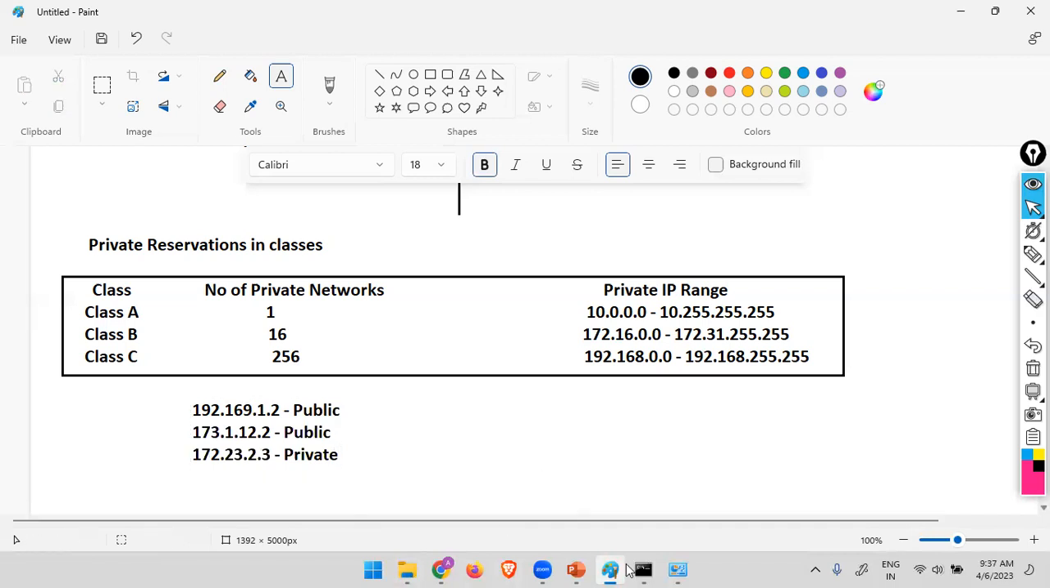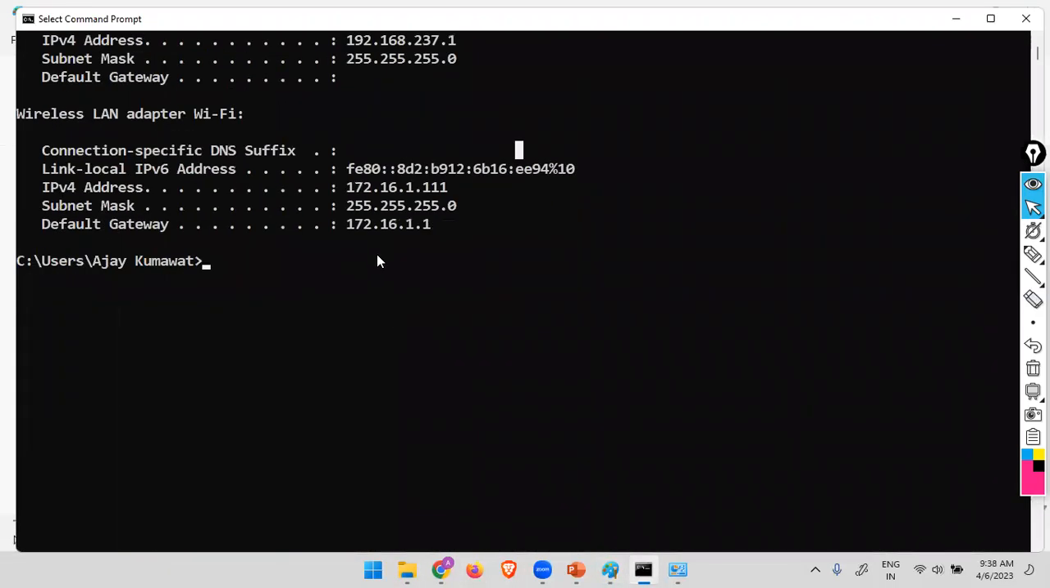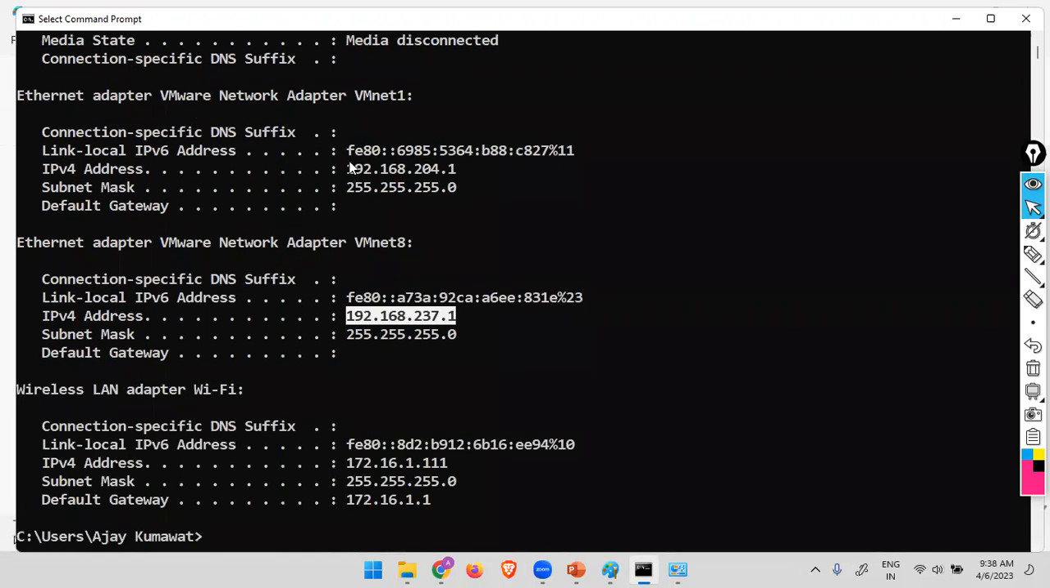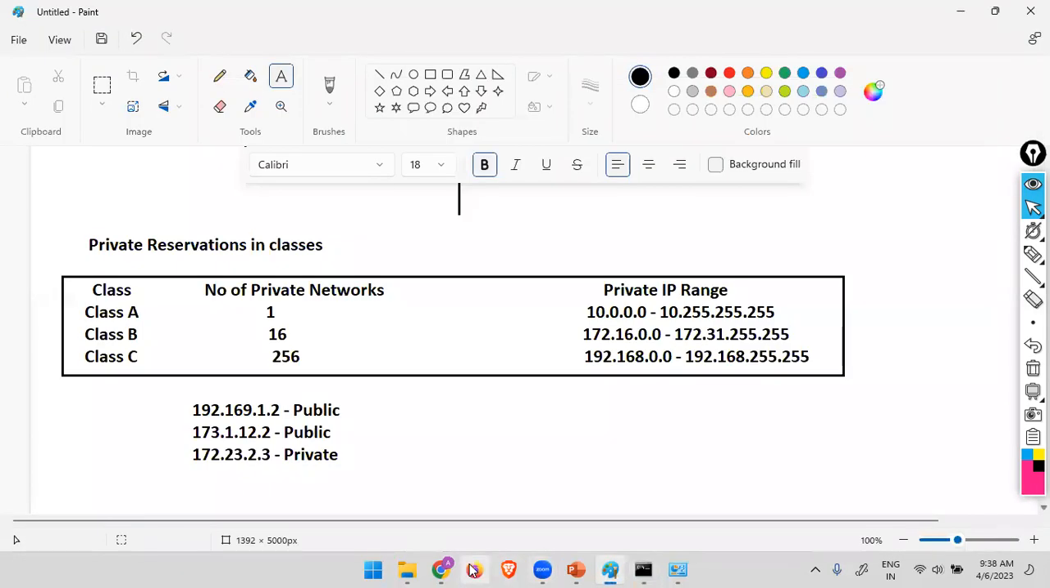Okay. What about my IP addresses? Private or public? See, I'm able to use the internet also. Then why? Is it private or public? Private. What about this one? Private. This one? Private. Right? See, these are private IPs.